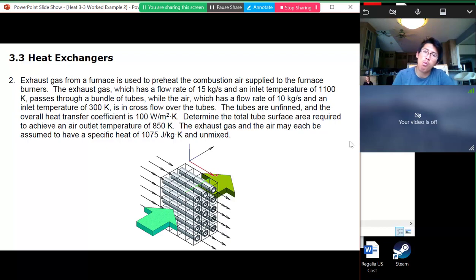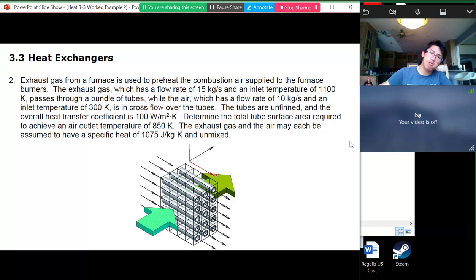So this is nice. You're taking the hot air that's leaving this furnace, and you're using the heat that's still stored in there to preheat the air that goes into the furnace, so you burn less fuel, right? And that's good for those of us who like to live on Earth. It saves us a little bit of money, but also reduces emissions.